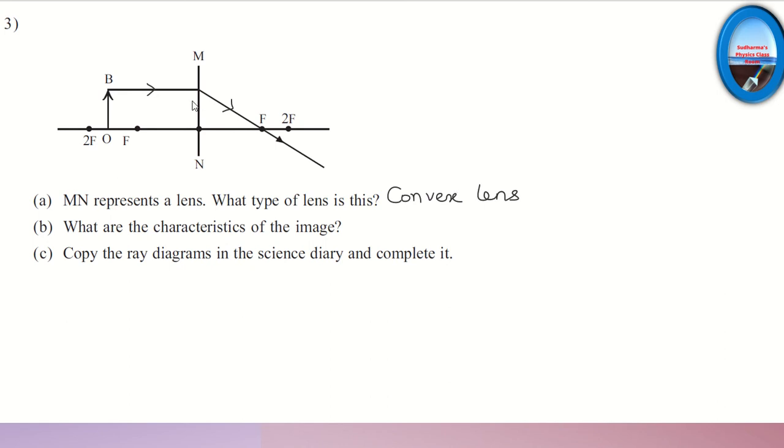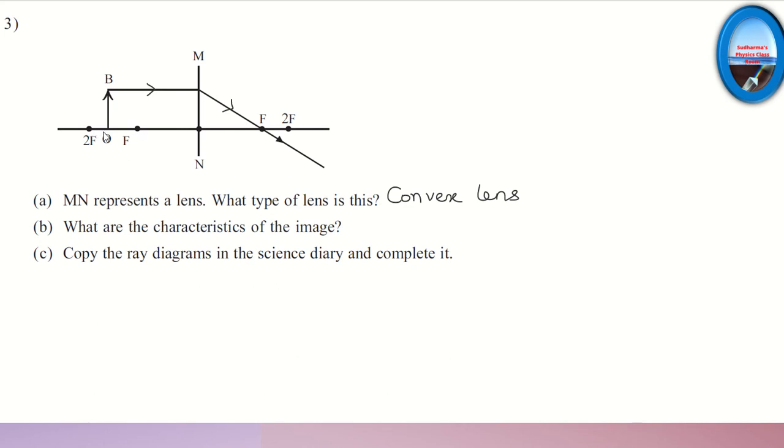If it is shown as a diverging ray, then it is going to be a concave lens. But here it is converging to the focus. So this is a convex lens. Now, what are the characteristics of the image? So how do you know what are the characteristics of the image? So here we have to make sure to identify the position of the object. Object is between f and 2f.